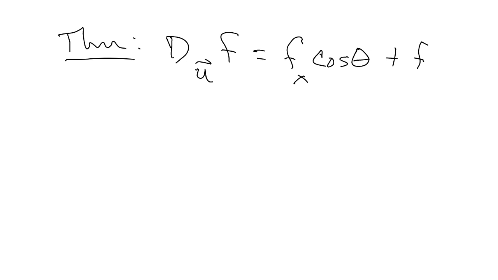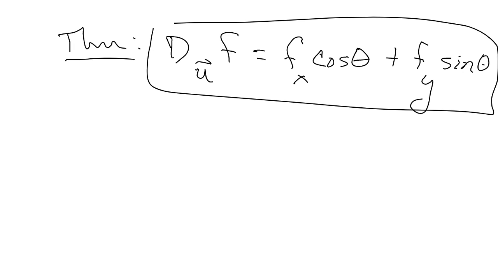And so one of the theorems is that if we want the directional derivative of f in the direction of u vector, then what that ends up being is the partial derivative of f with respect to x times cosine theta plus the partial derivative of f with respect to y times sine theta. So we have a very nice formula that we can use to come up with stuff.